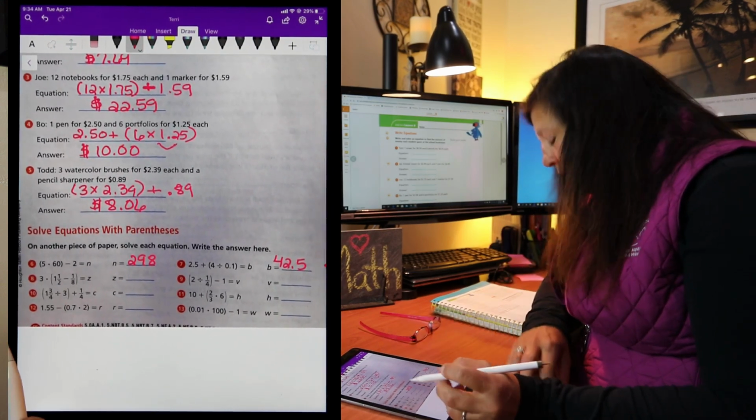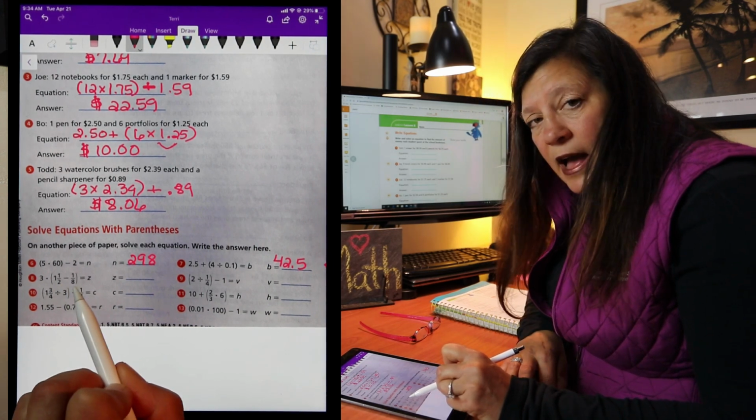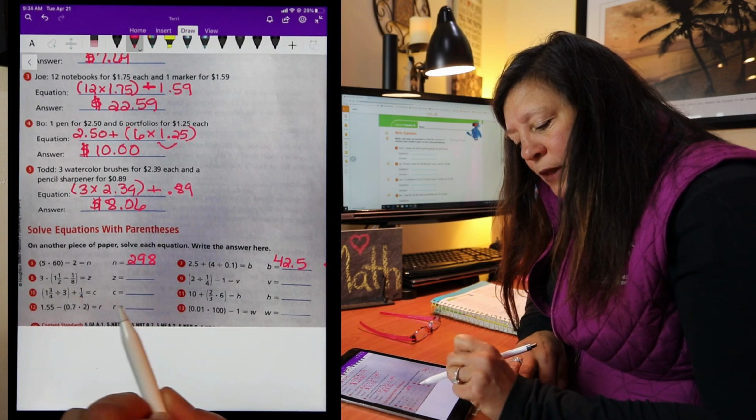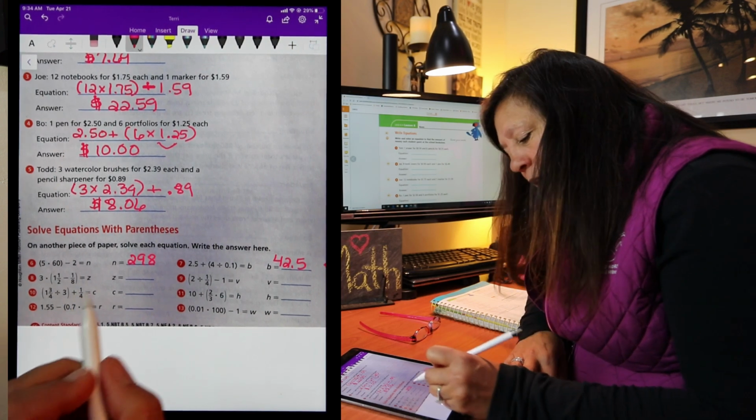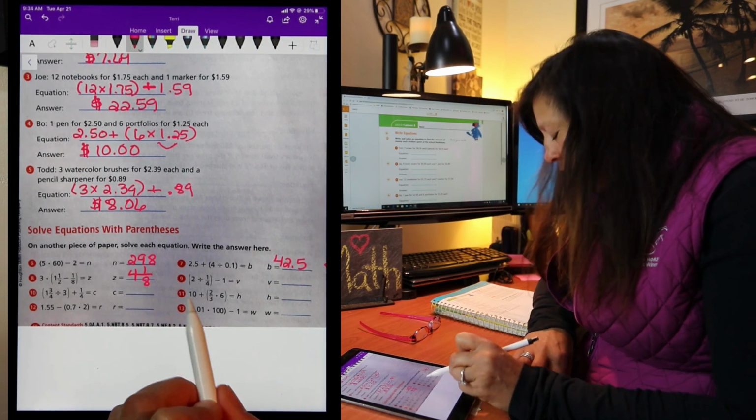Number 8, we have 1.5 minus 1/8. You need to get a common denominator there to do your subtraction, and then multiply it by 3, and you should get 4 1/8 when you are finished.